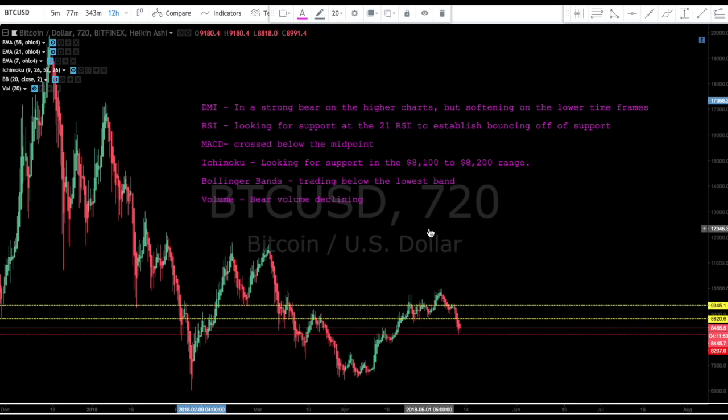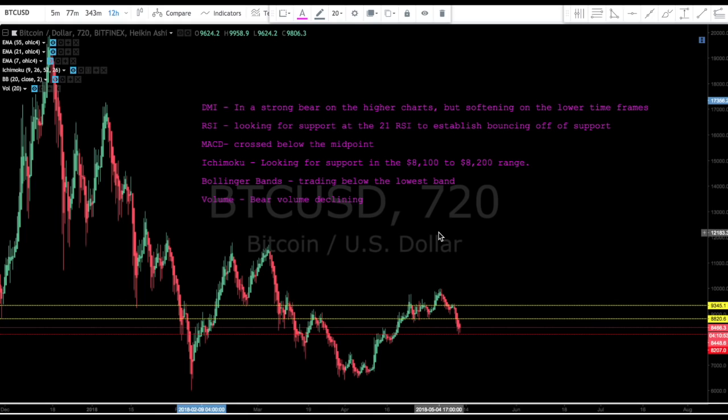And right now the DMI, so that's your directional moving index, right? That's who's in control, the bears or the bulls. It's in a strong bear pattern on the higher charts, but it's softening on the lower time frames. So we could have a slow crossover between those dynamics coming up here. The RSI, so your relative strength index, your kind of short and medium term momentum, is looking for support at about the 21 RSI. So if it bounces off of there, we found our support, and we'll confirm that this is the lowest level for right now.